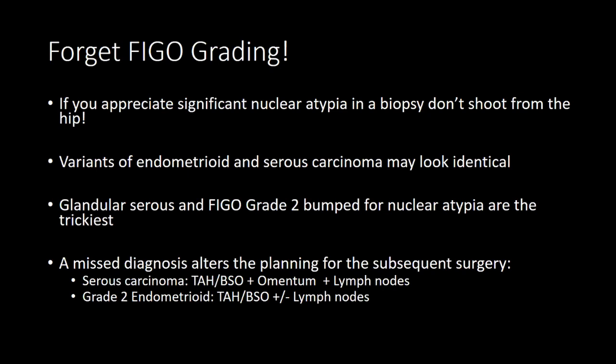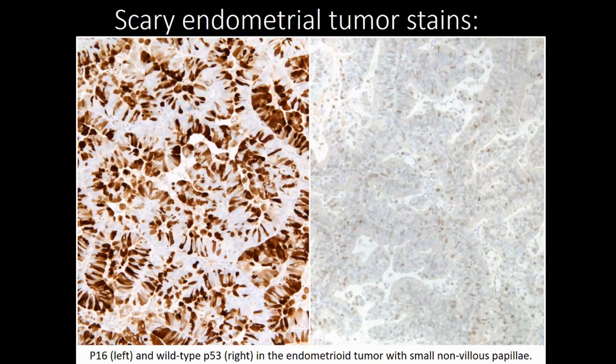And so if we go back to that case that I just showed you, here's the P16 and the P53. And this case was an endometrioid carcinoma with small non-villous papillae, which is one of the morphologic variants of endometrioid carcinoma. The P16 here shows the traditional kind of patchy, albeit focally strong staining pattern that you can see. I still call this negative because I don't want people to look at this and think that I'm calling that positive. That's patchy. It is not at all indicative of a serous carcinoma.